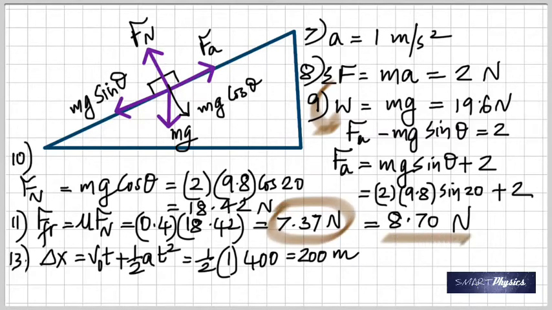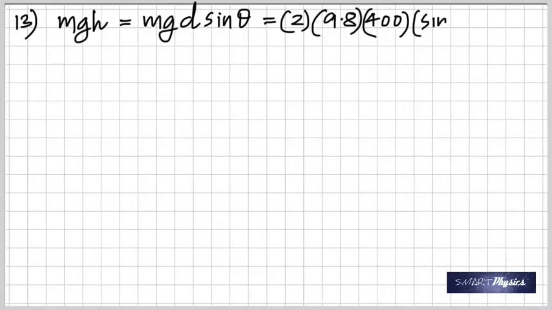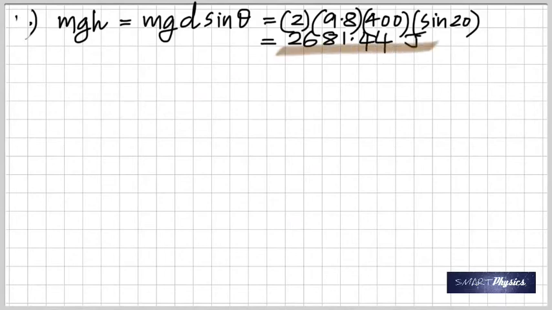Okay, now I changed it to... that should be 14. Potential energy is mgh, which is mgd sine theta because of what I did here. Isn't that clear from here? H is d sine theta. So 2 times 9.8 times 400 times sine 20 gives 2681.44 joules. Did any of you get that?